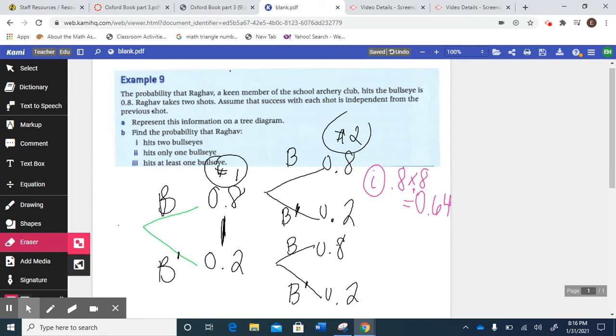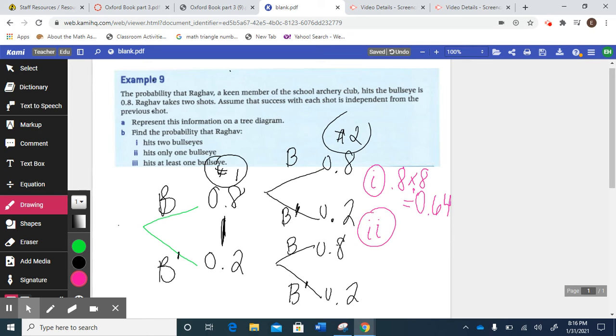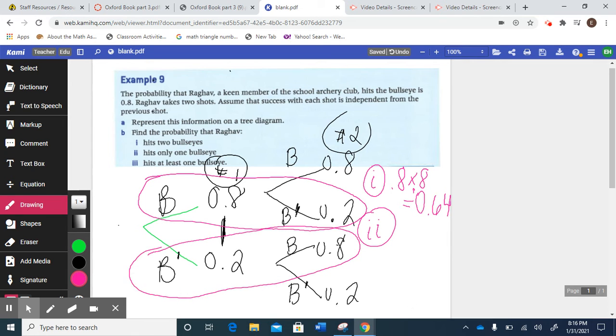All right, let's go ahead and do the second one. Hits only 1 bullseye. Okay, so we have 2 options. He either hits a bullseye and then doesn't. That's that first circle. Or he's going to miss and then make it. In this scenario, the 0.8 times the 0.2 or the 0.2 times the 0.8 is not going to change your outcomes. But in a without replacement, that is going to happen.